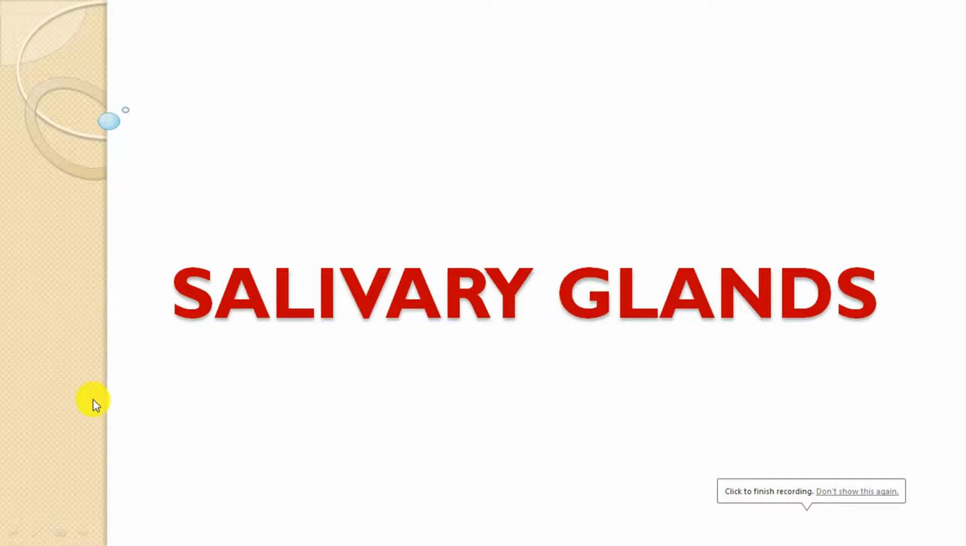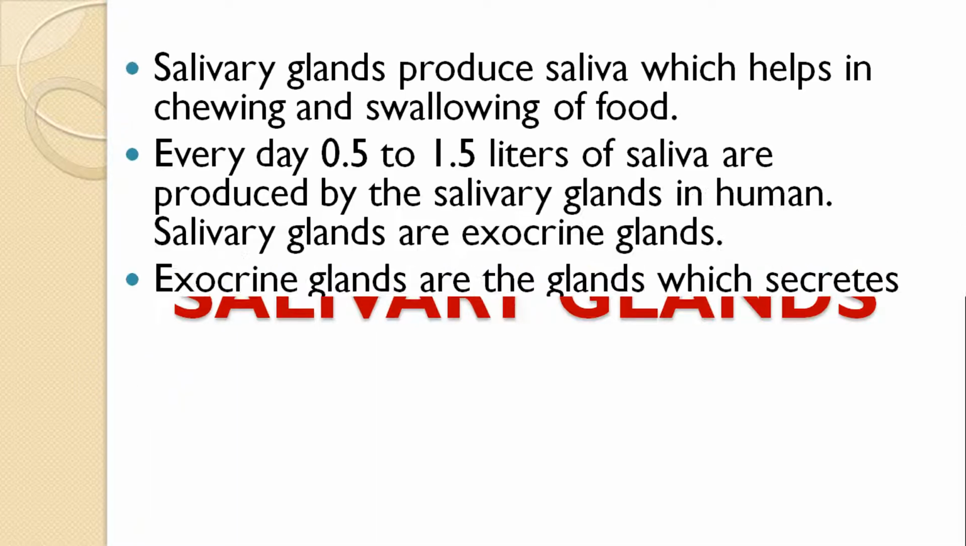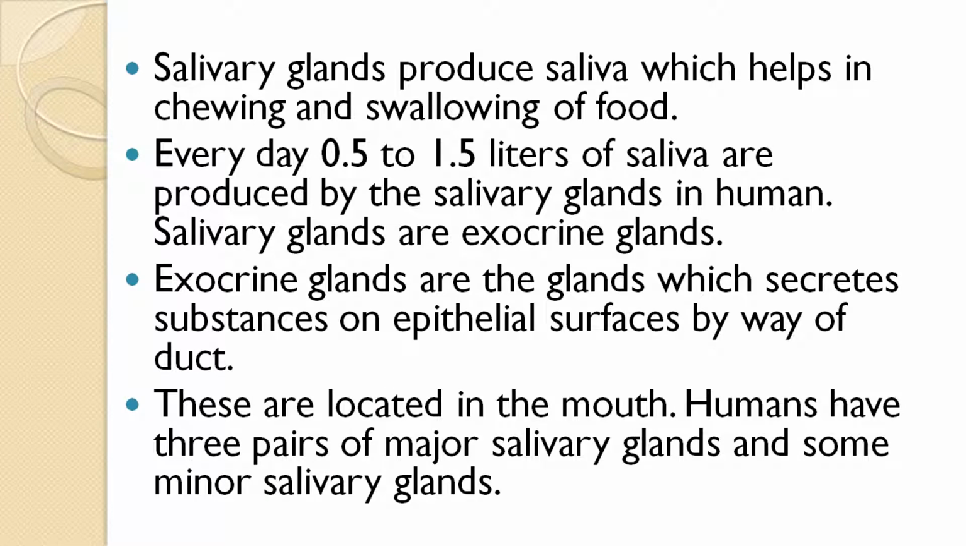Hello everyone. Today we will discuss the salivary glands, types of salivary glands and their applied physiology. Salivary glands produce saliva, which helps in the chewing and swallowing of food. In our mouth we have different salivary glands which produce a watery secretion that is transparent in color. These are known as salivary secretions or saliva.